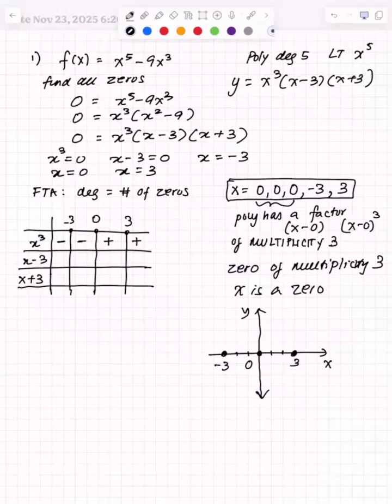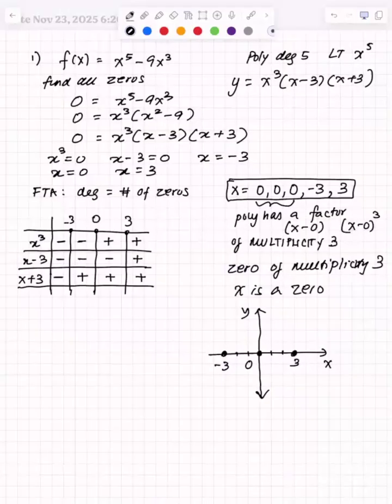x minus 3 is 0 when x is 3. When x is bigger than 3, for example 4, 4 minus 3 is 1, so we have positive. When x is less than 3, we put any number, 0. 0 minus 3 is negative, so x minus 3 is negative. And finally, x plus 3 is 0 at negative 3. When x is bigger than negative 3, let's say 10, 10 plus 3 is positive. So to the right of negative 3, we are positive. When x is less than negative 3, I can pick negative 100. Negative 100 plus 3 is negative.